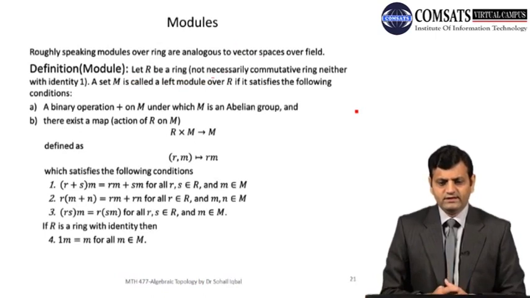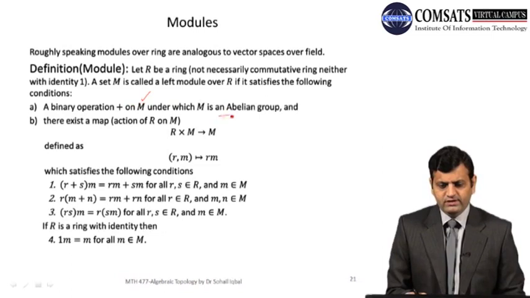Now let's begin with our next important definition that will be needed in our future discussions. That's the definition of module. Given any ring R, not necessarily commutative, nor containing identity, a set M is called a left module over R if it satisfies the following conditions. In the first condition, this set M should be an abelian group under the binary operation of addition. Secondly, there should exist a map R cross M to M, and we call this map the action of R on M. Take an element r from R and an element m from M, and they act like r into m. So basically, you multiply r on m from the left side.